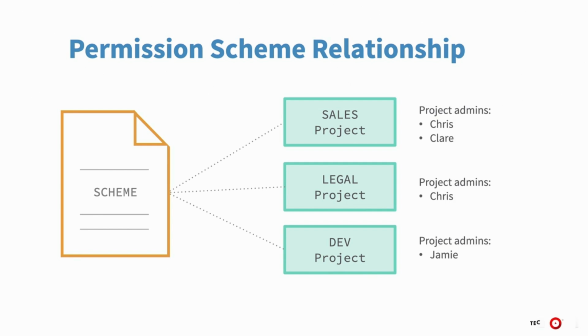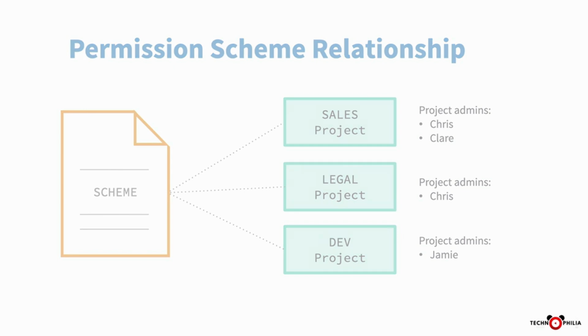Let's say the scheme restricts the delete issue permission to users in the administrator's role. That means the restriction applies to the different admins in all three projects. Chris can delete issues in the sales project and the legal project, but not in the dev project. If you use roles and groups, only one permission scheme is needed to accomplish this.